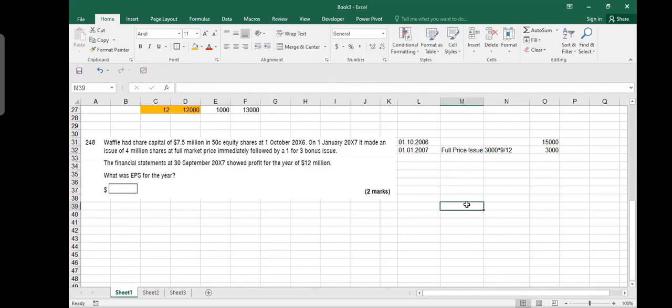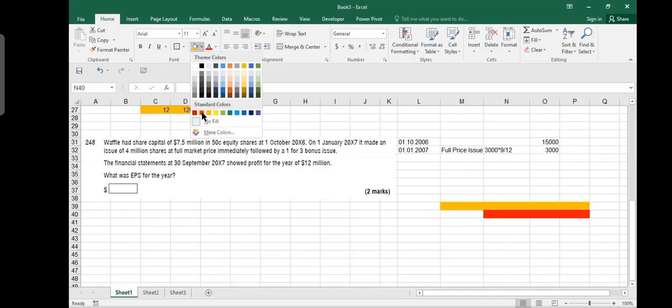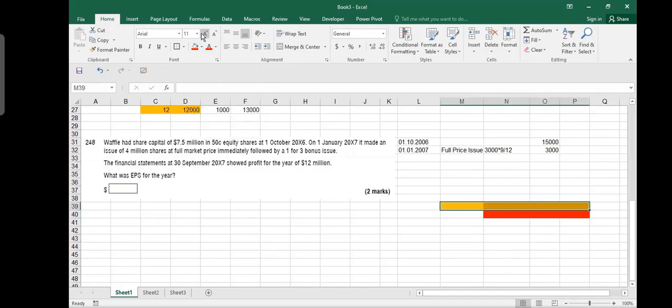Like here, this is 15 million. It remains for the full period. Then comes this number of shares, which are my full price shares. So this is 15 throughout the period; I have 15 for 12 months, so I put the full 15. But this is only for 9 months, so I took the 9 months period. And then the last is followed by it: full market price immediately followed by a 1 for 3 bonus issue.